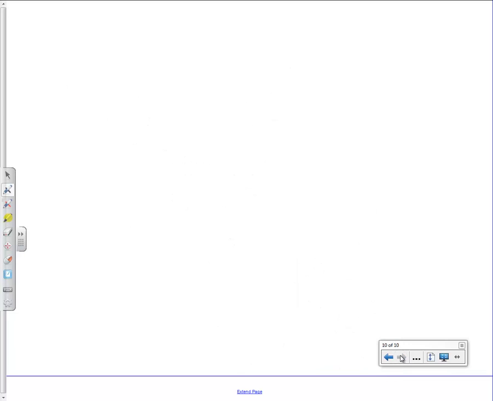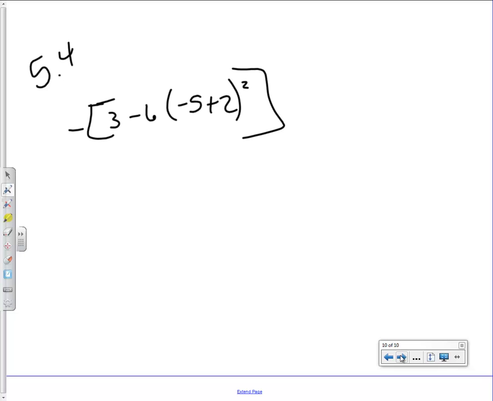Okay. The next section is 5.6. Oh, I'm sorry, 5.4. In this section we're going to use the order of operations to simplify the expression. It's a little bit longer than the one we just did. That's a bracket, sorry. 3 minus 6, negative 5 plus 2 squared, in brackets. So parentheses first, and I get negative 3.